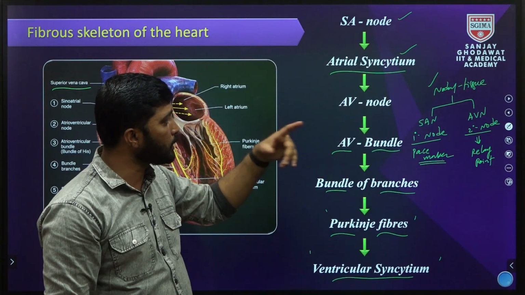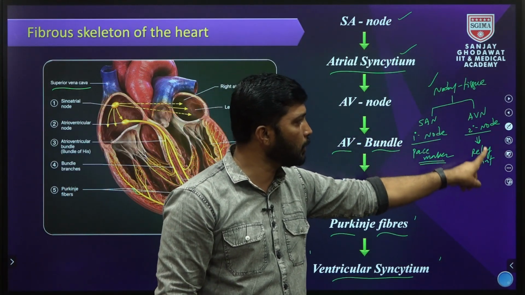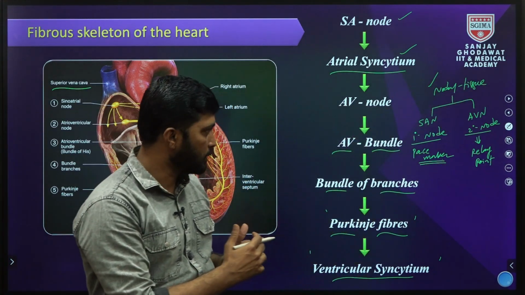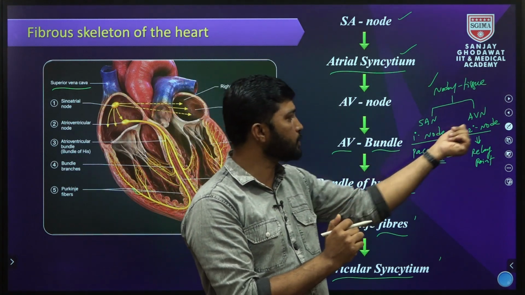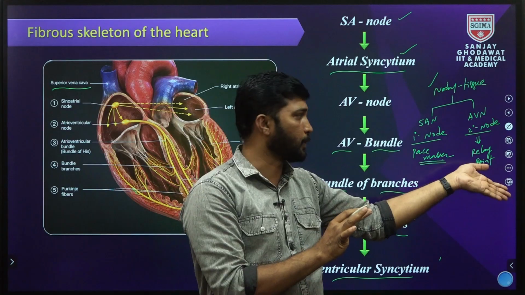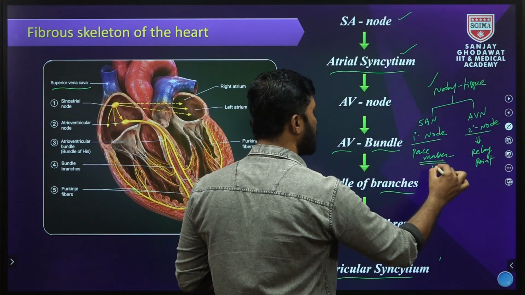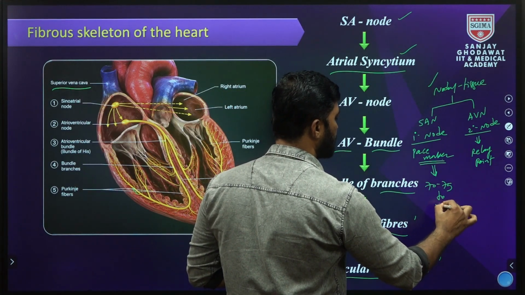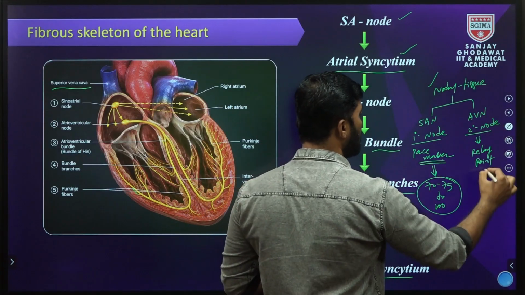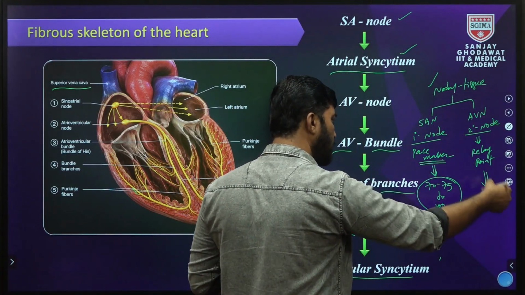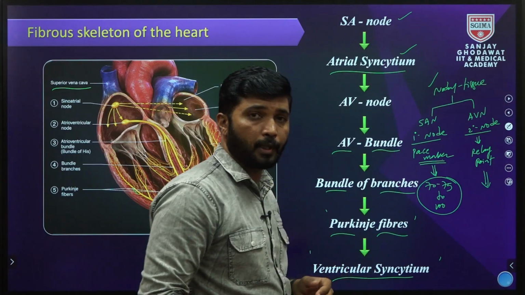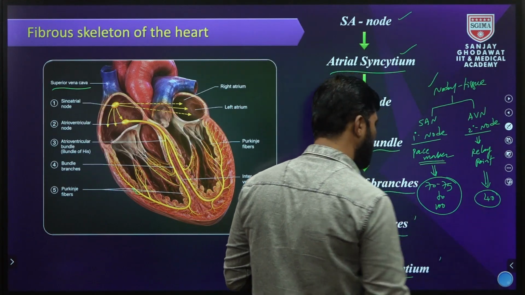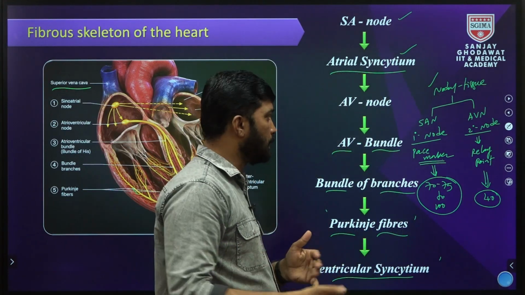Suppose the primary node is damaged, the secondary node takes the responsibility for triggering action potentials, but compared to the primary node, it produces fewer action potentials. The primary node averagely produces about 70, 75, maximum up to hundred. Whereas if the primary node is damaged, the secondary node also regulates the cardiac activities by generating action potentials, that is 40, 45, 50 like this.